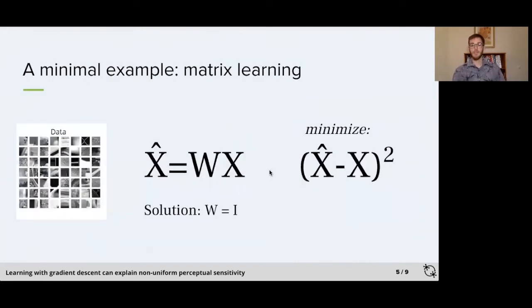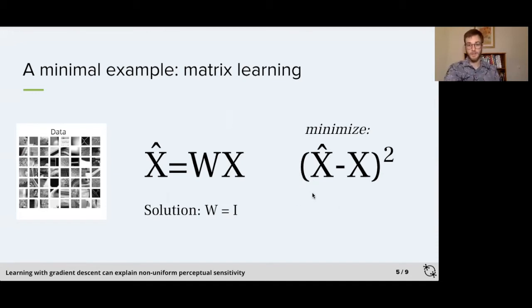To see if gradient descent alone could explain this sort of phenomena, we constructed a toy example. Specifically, we took some input data, X. Here are some image patches from natural images. And we trained a matrix W to essentially do nothing, to pass those X through and yield something as close as possible to the original X. So the solution is for W to be the identity matrix. This is an unconstrained problem. It's totally learnable and should have equal sensitivity across all things, at least in the final solution.